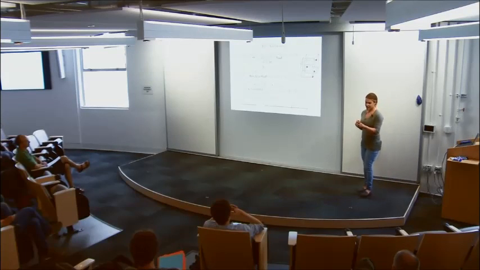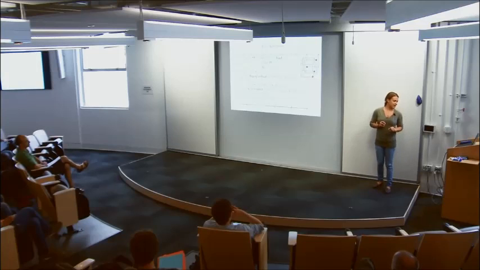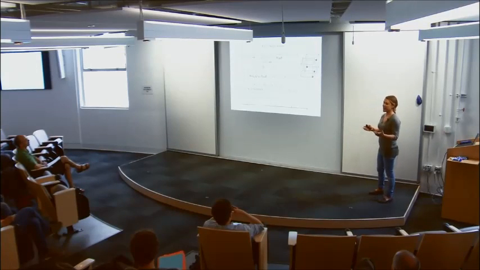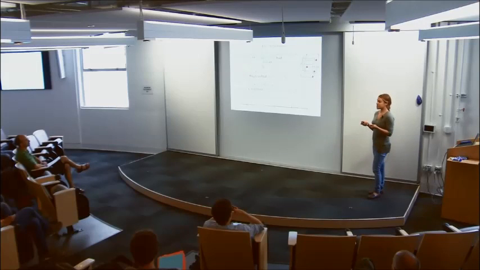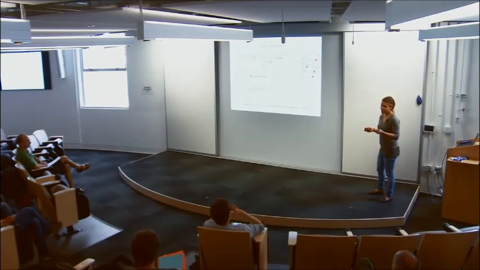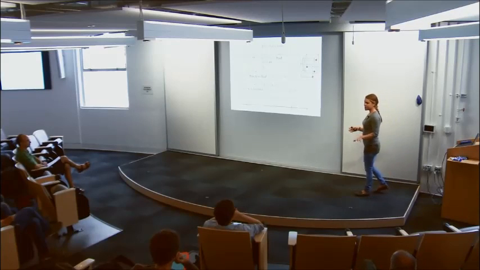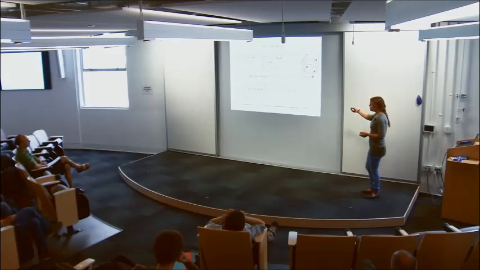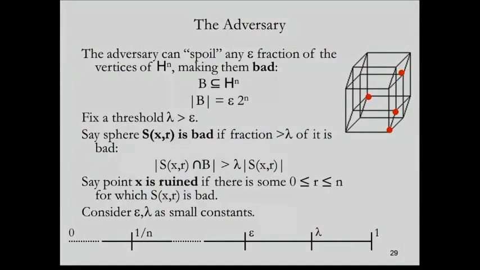So again, the edges question is very good, and we asked this question for edges clearly, and then we said, okay, edges might be hard to argue. What if we ask this question for vertices? So now, forget about the edges, forget about the unique games, and let me describe what we actually do. So you have the hypercube, and again an adversary. The adversary can spoil epsilon fraction of the vertices now by making them bad. So we have a set B, which are the bad vertices, of cardinality epsilon times 2 to the n.